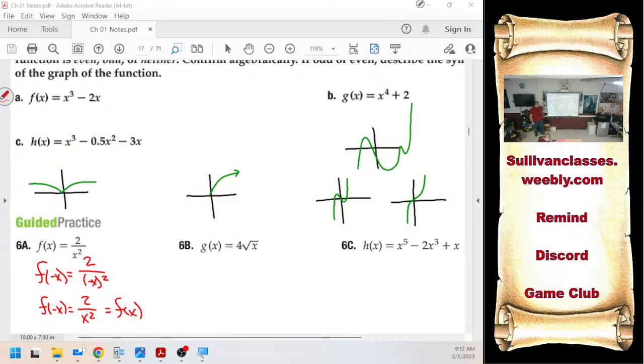Oh, that's when it's square root, not squared. Okay, sorry. That's when it's square root, not squared.